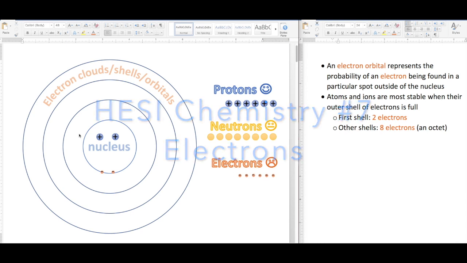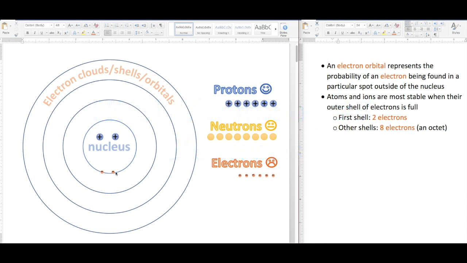So previously we said that where the electron lives could be called an electron cloud or shells or orbitals. So an orbital is a representation of the probability of an electron being found in a particular spot outside of the nucleus. And the reason that it's the probability of it being found is because the electrons zip around in space so quickly that you can't really pinpoint exactly where they are.